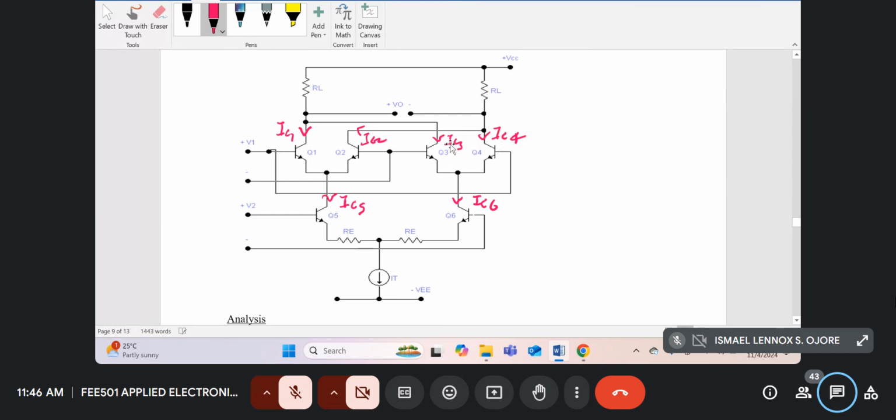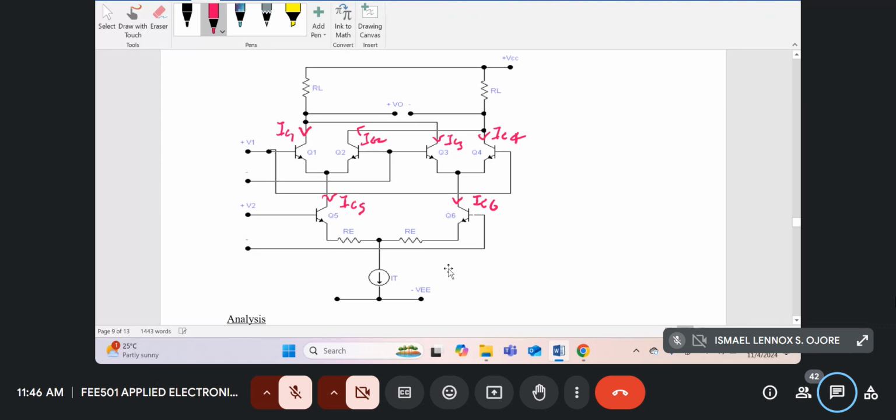So at the emitter of Q3, I'll get IC3. At the emitter of Q4, I'll get a signal current IC4. And the summation of these two signals will form IC6. And then at the emitter of Q6, we get a current which is identical to IC6, and it will add with another current which is identical to IC5 to form the total current which we're calling IT.